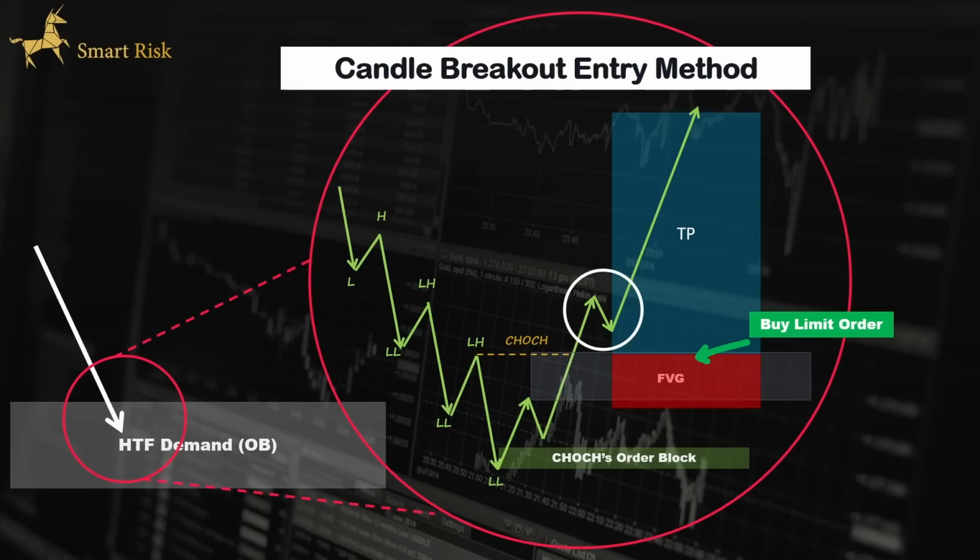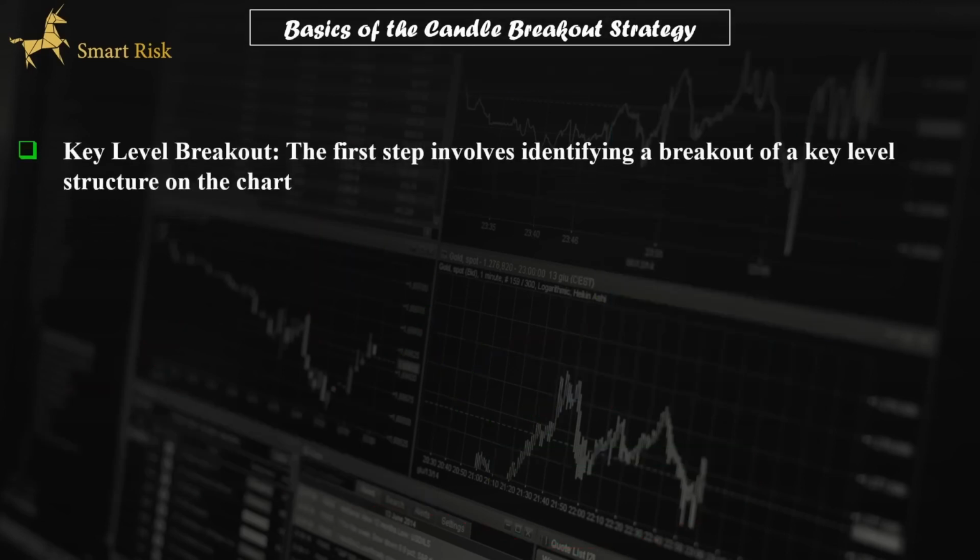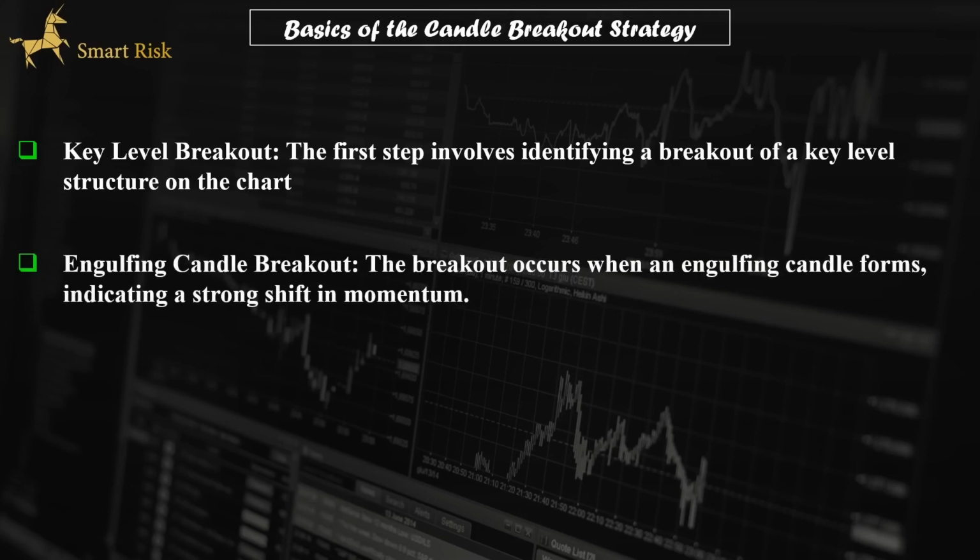Let's break down the basics of the candle breakout strategy. Detecting breakout: the first step involves identifying a breakout of a key level structure on the chart. This breakout is typically signaled by an engulfing candle, where price breaks through a key area with strong momentum. Engulfing candle breakout: the breakout occurs when an engulfing candle forms, indicating a strong shift in momentum. This candle pattern engulfs the previous candles, signaling a significant move in the market.